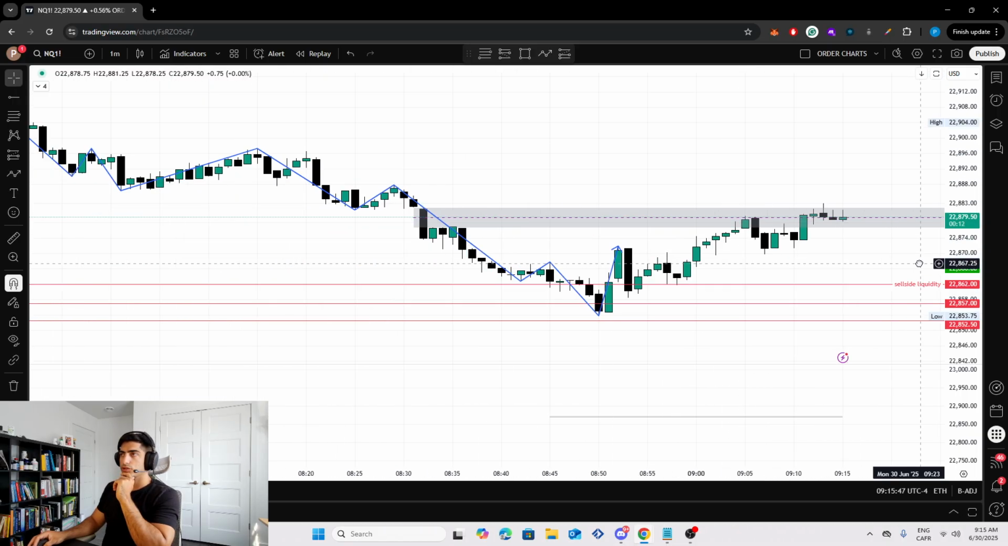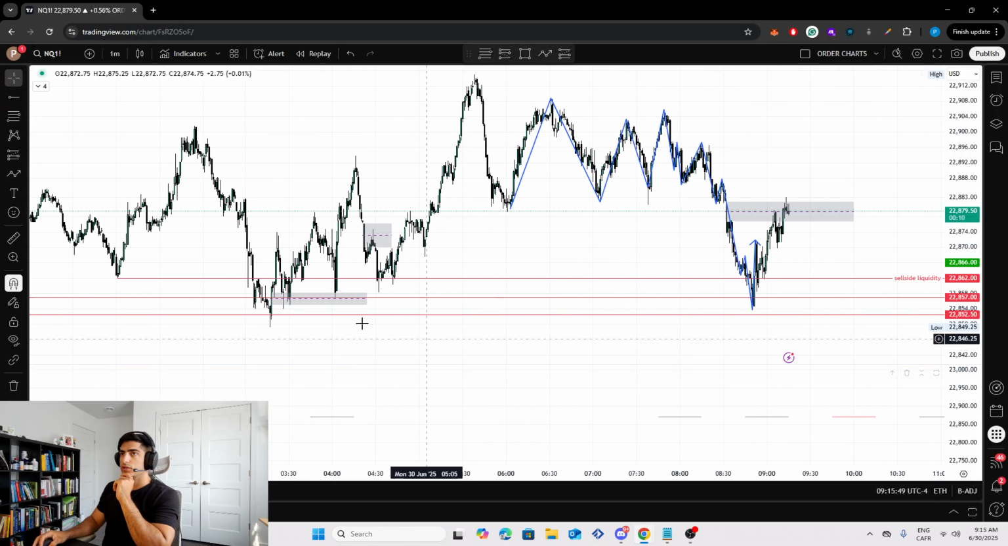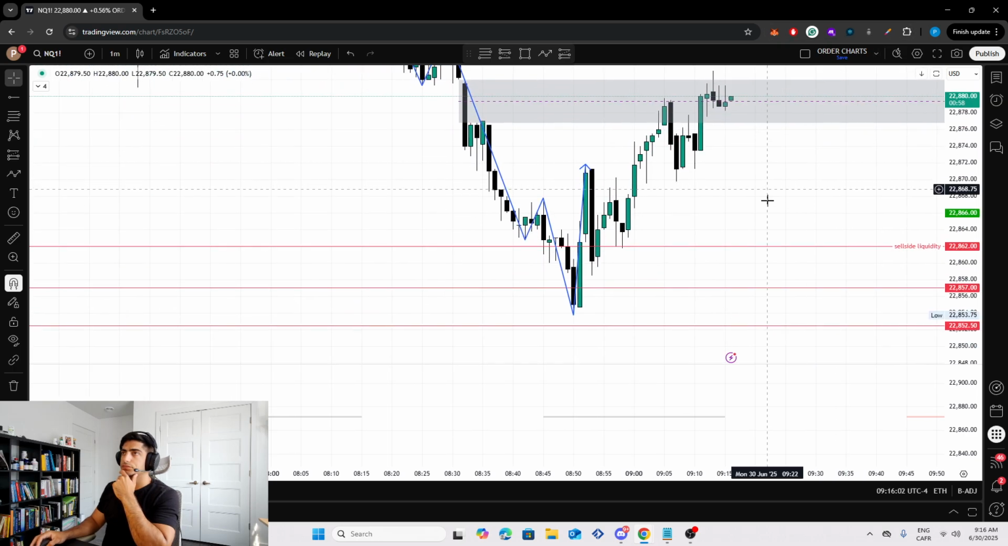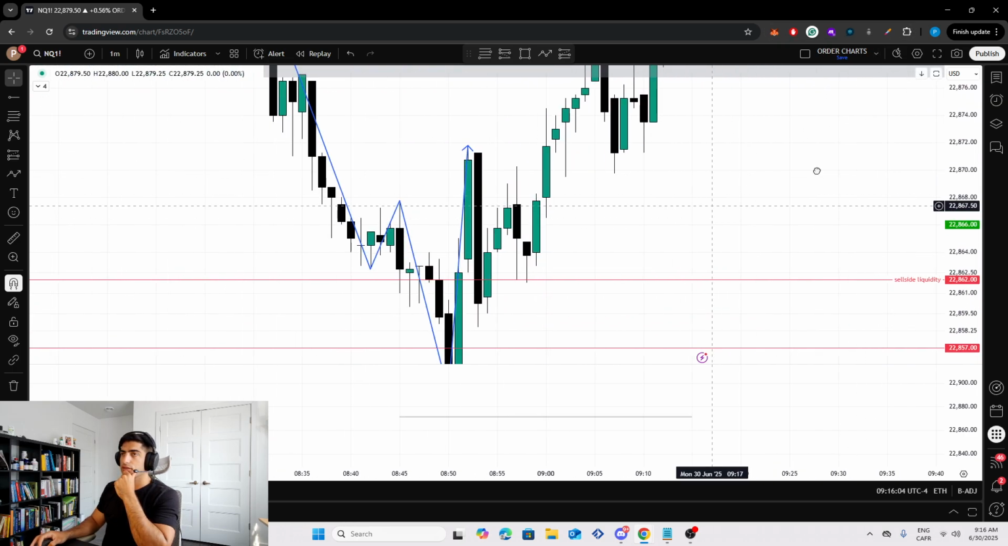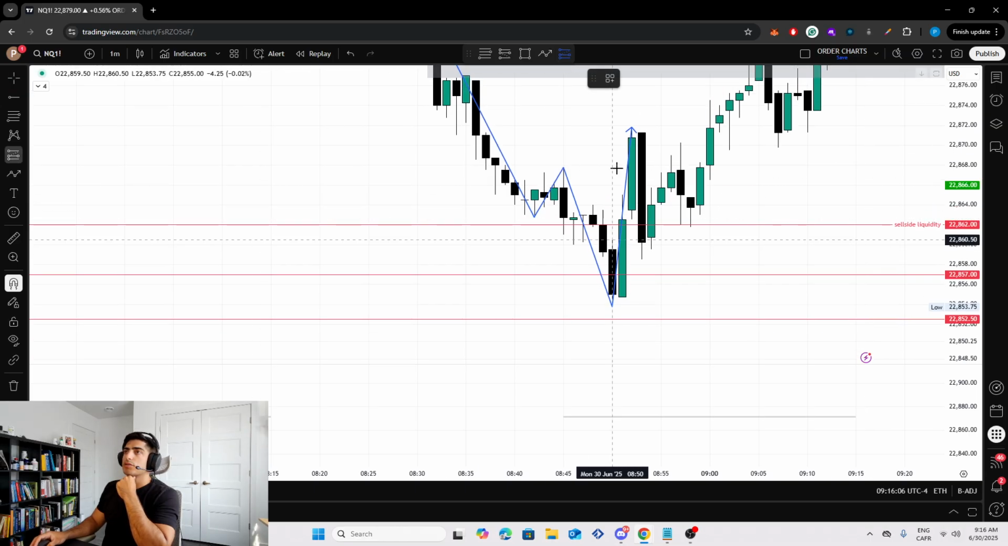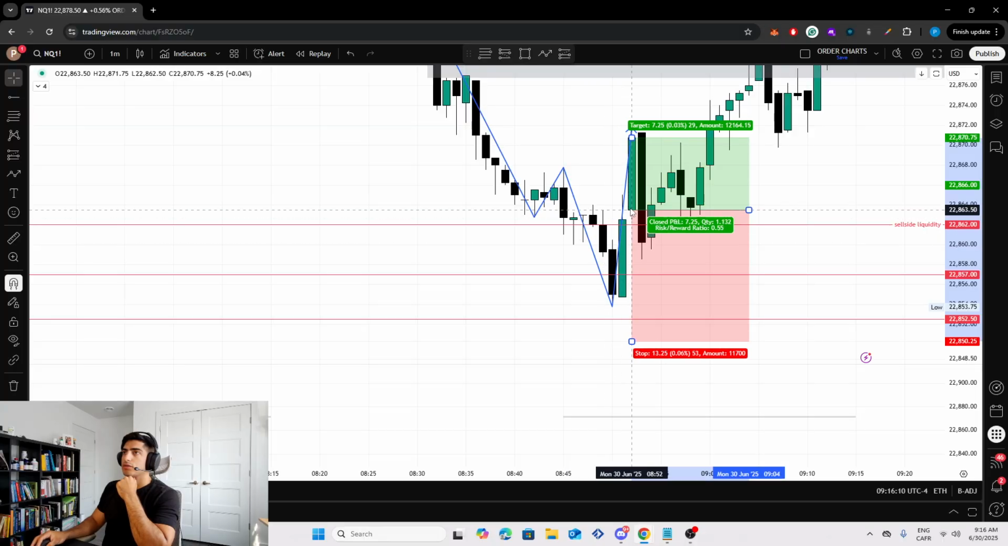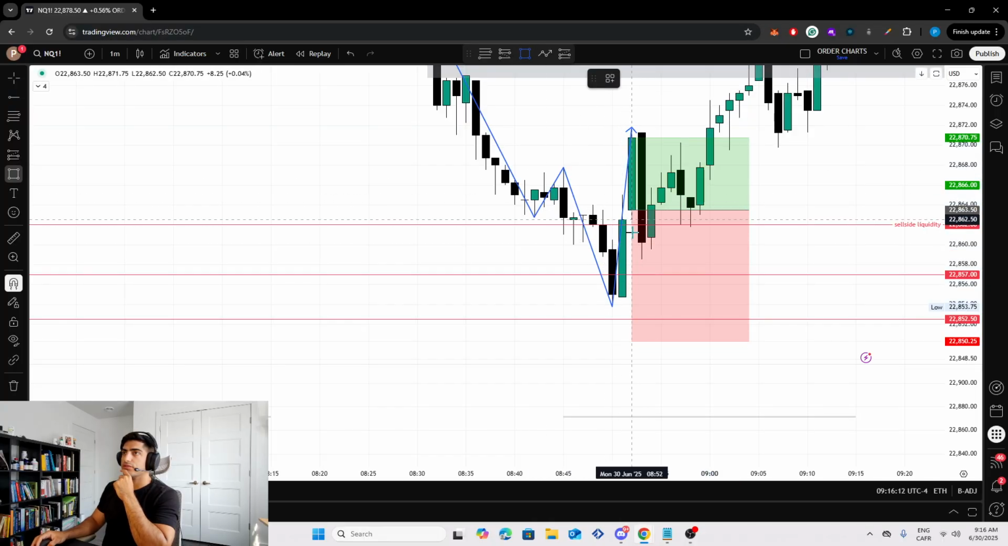The change in structure after taking all of this liquidity, 1, 2, 3, 4, 5 lows. And you see on the right side, it took it and changed exactly at a macro. So that being said, our entry would have been over here, not there, sorry. It would have been over here at the beginning of this fair value gap.